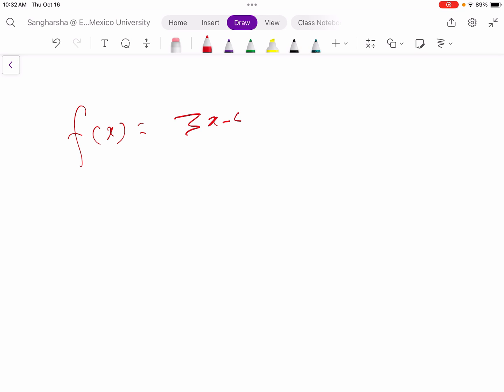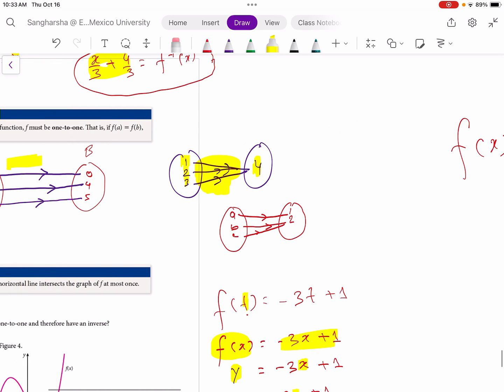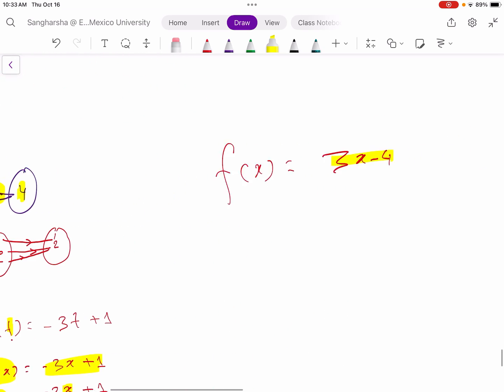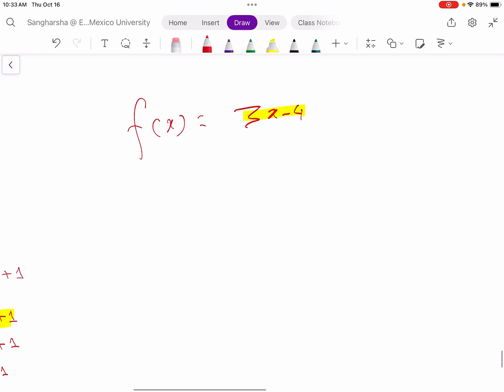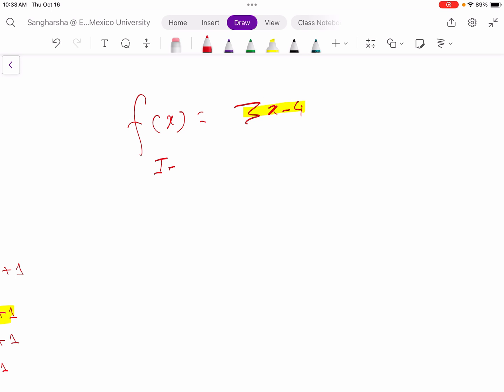3x minus 4. We did calculate the inverse of this function in our previous example. Now how do we know whether this function is one-to-one or not? That's the question here. For that, we pick two inputs.